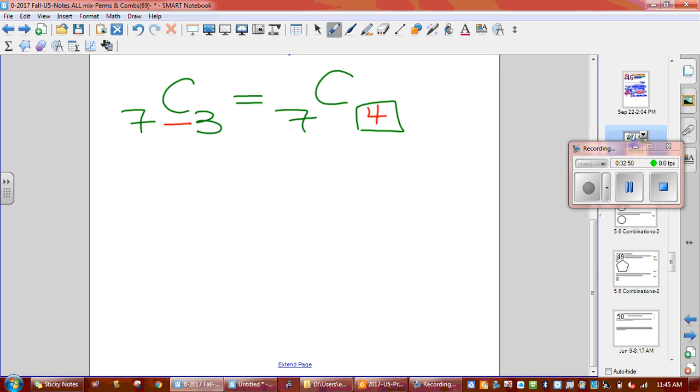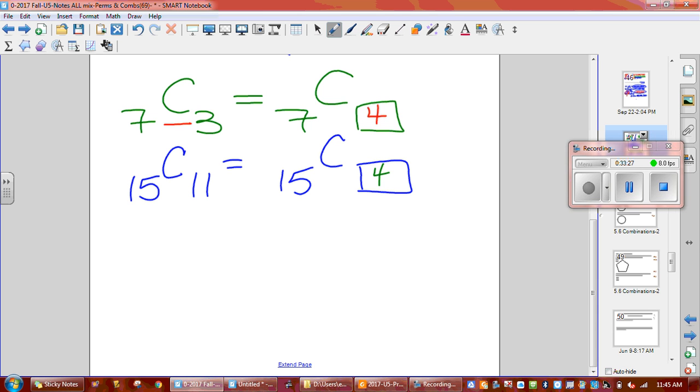If I've got 15C11, what is equivalent to 15C11? 4. Subtract 15 and 11. It'll always work for combinations. It never, ever works for permutations. Okay? Always for combinations.